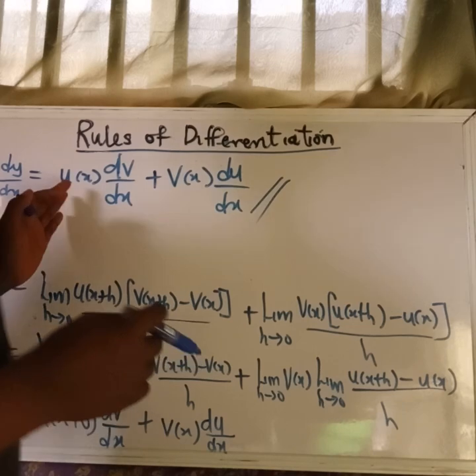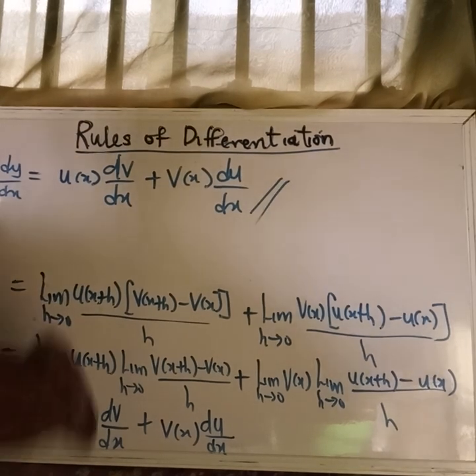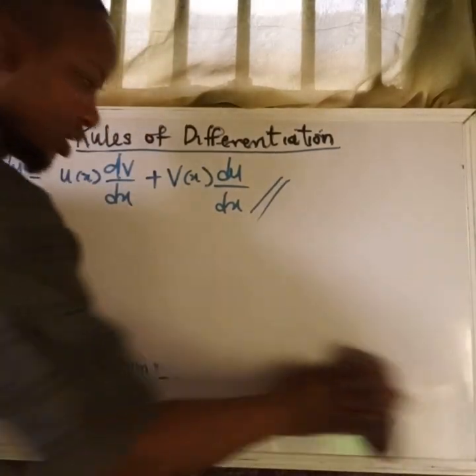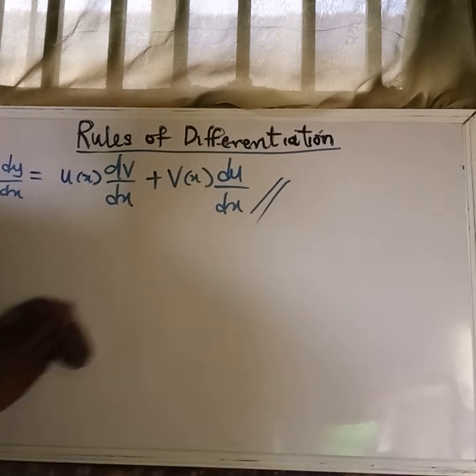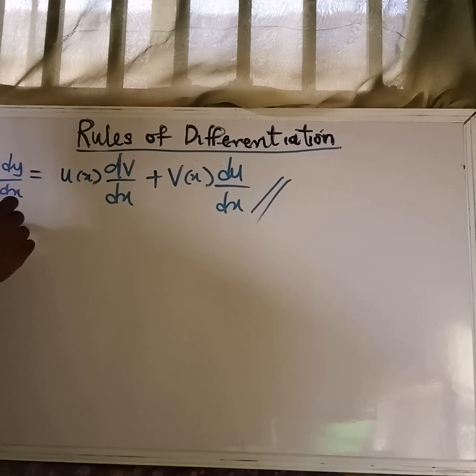This is how we prove the derivative of a function that is the product of two differentiable functions. We can now consider a few examples to justify the product rule. Let's consider this example.